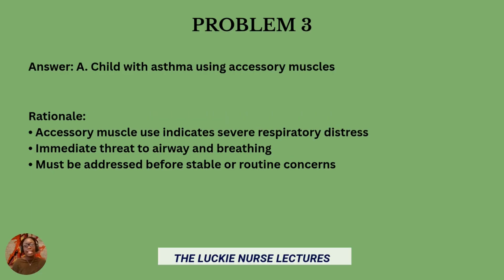Of course, like I said, the answer is option A, the child with asthma. The accessory muscle use indicates that they are in respiratory distress. It's an immediate threat to their airway and breathing, and it must be addressed before the other patients because the other patients were stable or dealing with chronic issues.